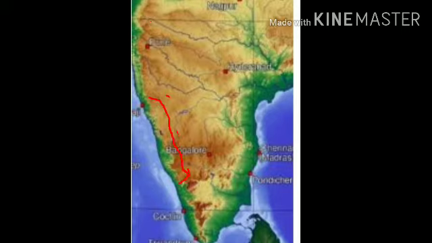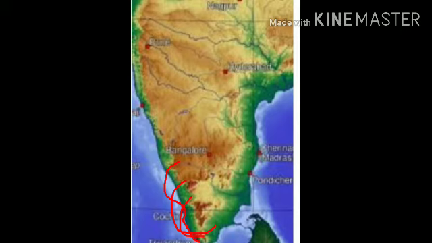The central stretch is called Kannada Plain. Means the part of Karnataka, the part of coastal plain which lies in Karnataka is known as Kannada Plain, while the southern stretch is referred to as Malabar Coast. Means the area of coastal plain that lies in Kerala is known as Malabar Coast.